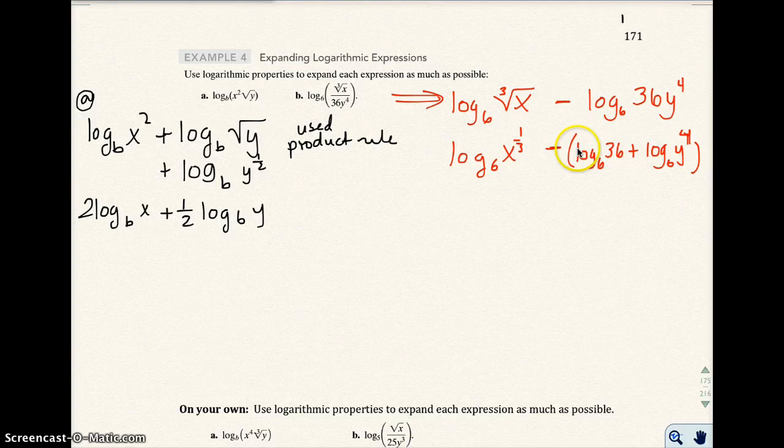I hope you understand why I need parentheses here. I have to subtract this entire thing. So whatever this is right here, when I convert it, I have to subtract the entire thing. That's why I have parentheses right there.